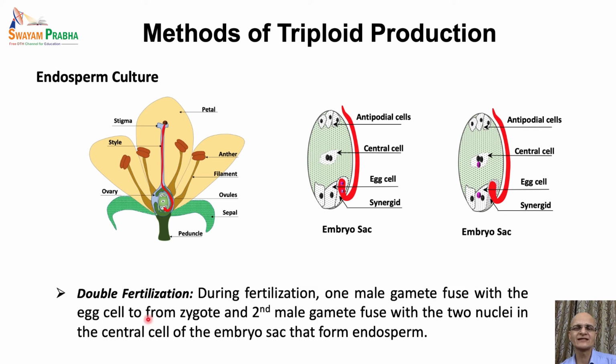Therefore, during fertilization in angiosperms, one male gamete fertilizes the egg cell to form the zygote, and the second male gamete fuses with the two nuclei in the central cell of the embryo sac that forms the endosperm. And this phenomenon of fusion of male nuclei with two different cells of the embryo sac is called double fertilization. So this triploid endosperm tissue is naturally formed in angiosperm plants, and it can be used to regenerate triploid plants through in vitro cultures.